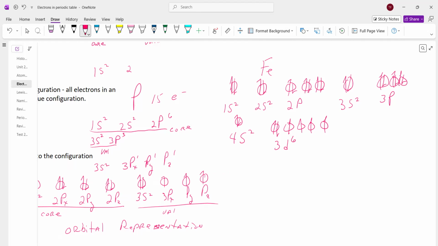Okay, that's what I wanted to cover on electronic configuration. And this just takes practice. Now the only thing you've got to remember is the D's are dumbed down by 1.